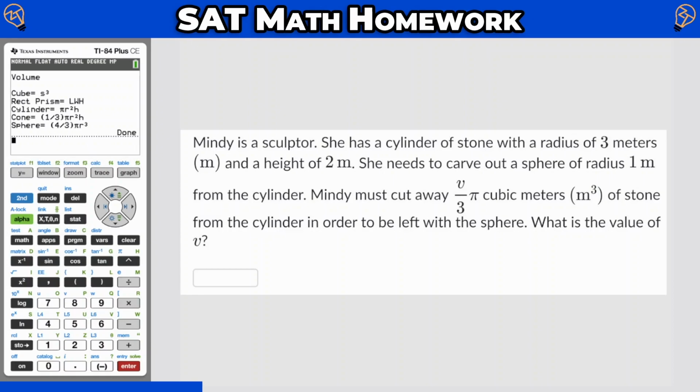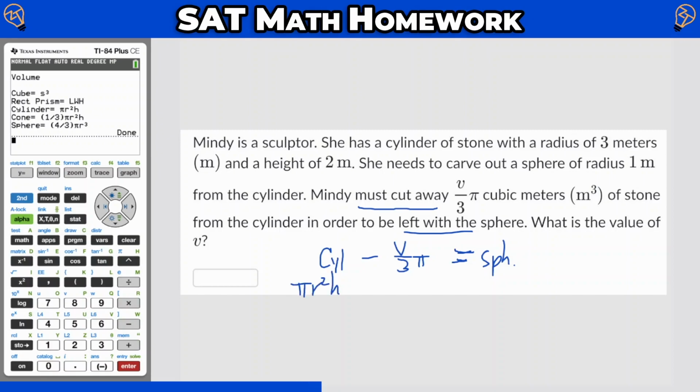Now, the big picture concept here is we have a cylinder, and then the goal is to end up with a sphere. Now, to get there, she has to carve away or cut away this specific portion as far as the volume from the cylinder so that she is left with the sphere. So let's go ahead and type in here pi r squared h and then 4/3 pi r cubed. So the actual formulas for those respective shapes.